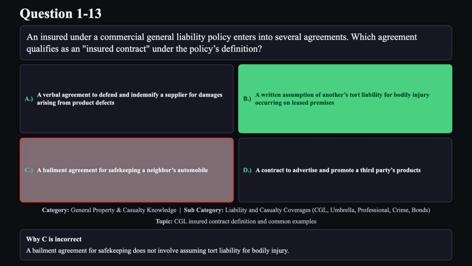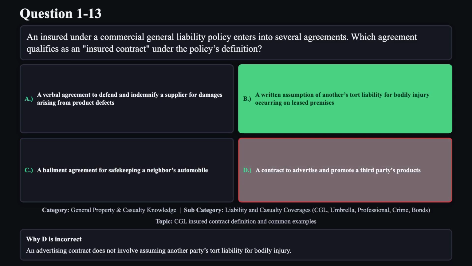Reason C is not correct. A bailment agreement for safekeeping does not involve assuming tort liability for bodily injury. Reason D is not correct. An advertising contract does not involve assuming another party's tort liability for bodily injury.